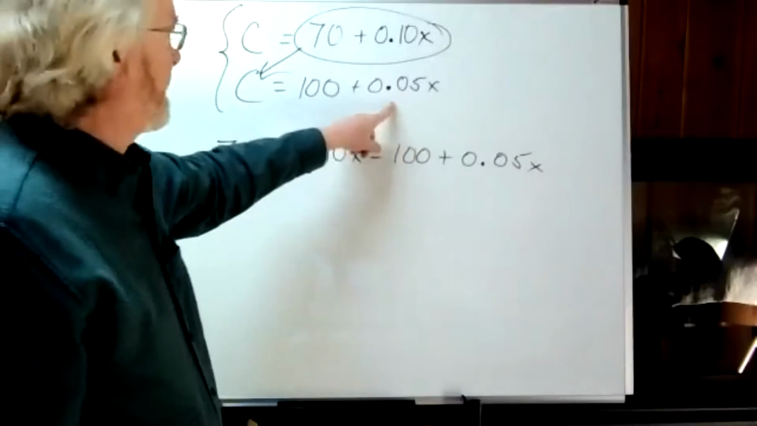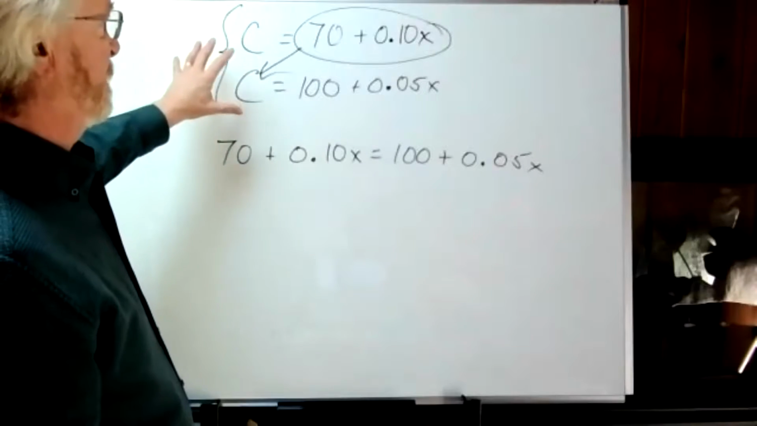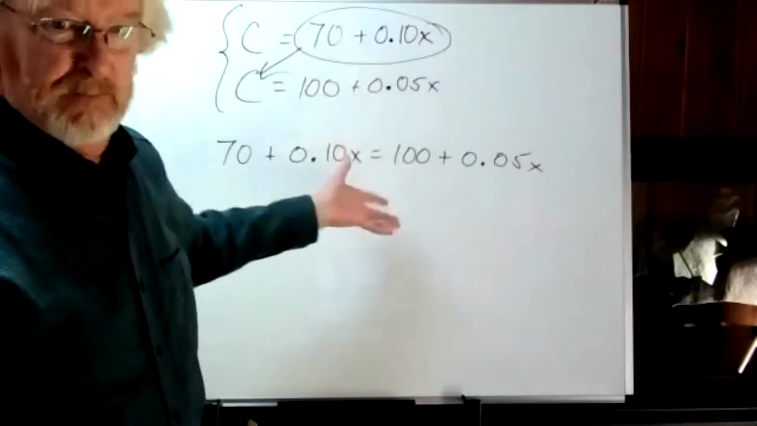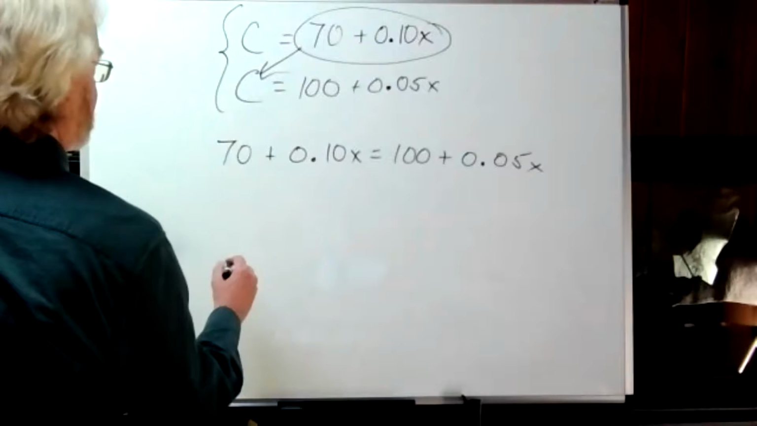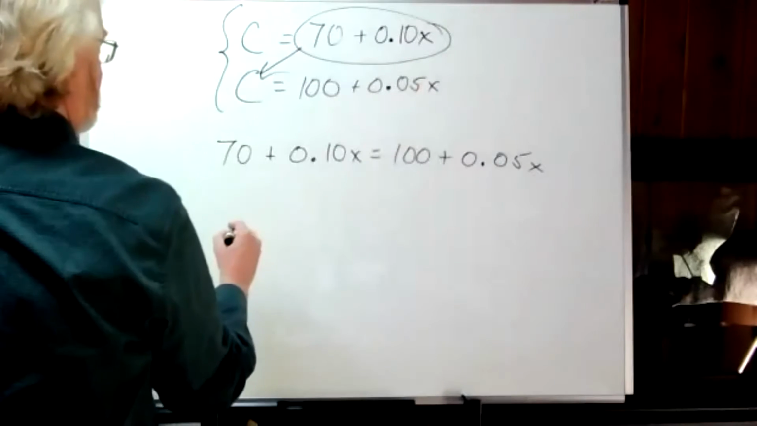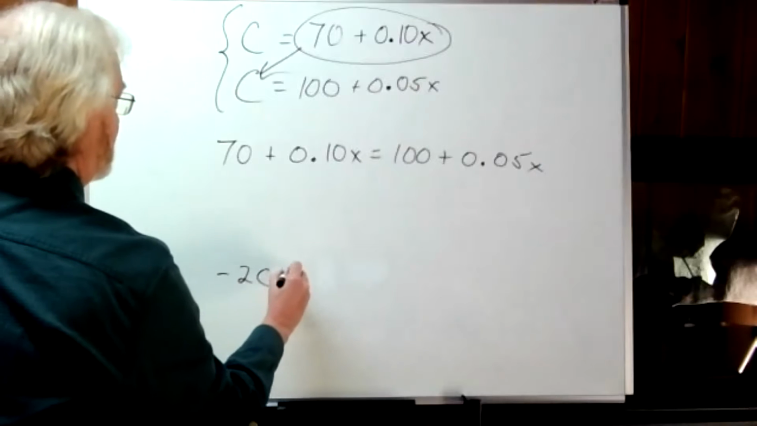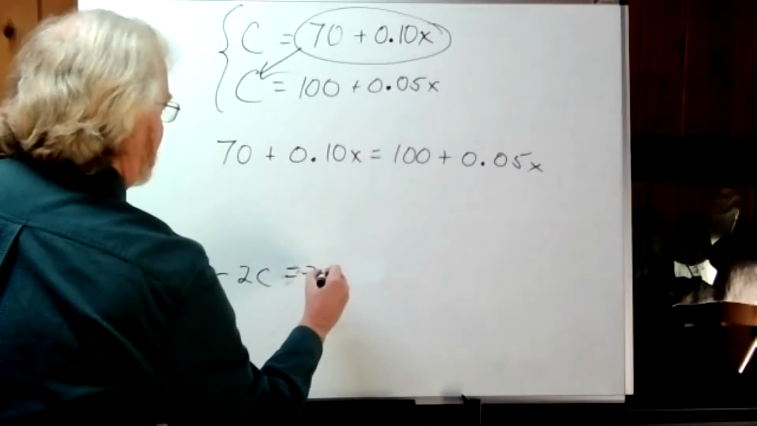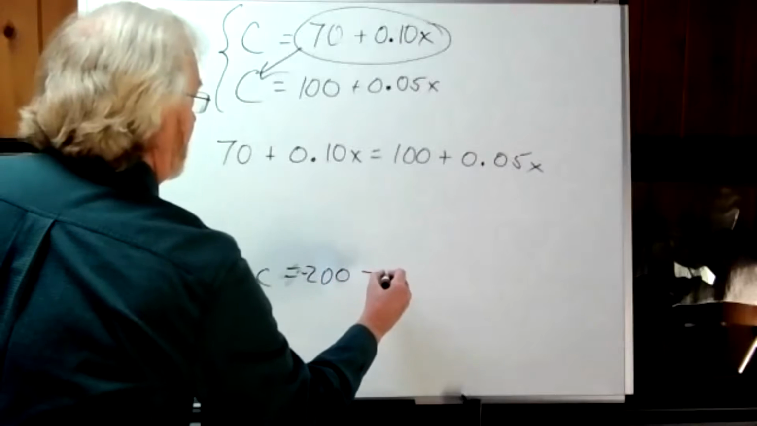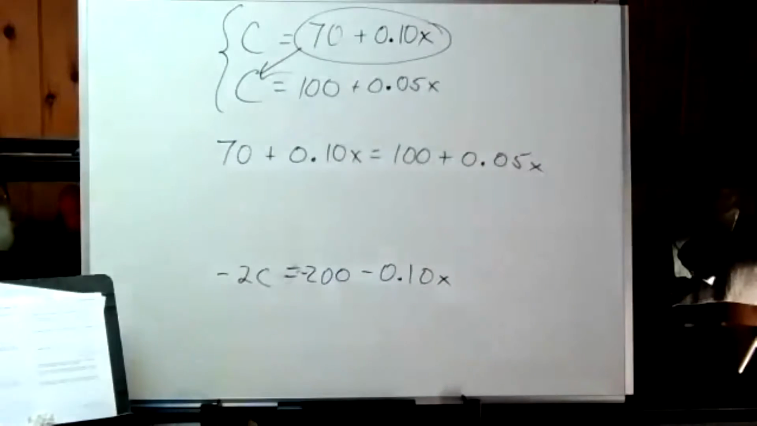Exactly, yeah. So you'll end up with all your c's on one side and the number right there. And maybe I'll do that, so if I did this all by -2, I'd get -2c plus 2 equals -200 minus 0.10x.